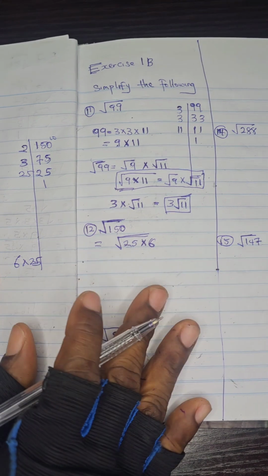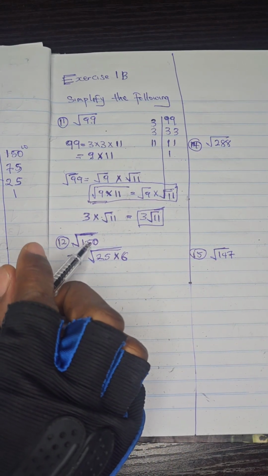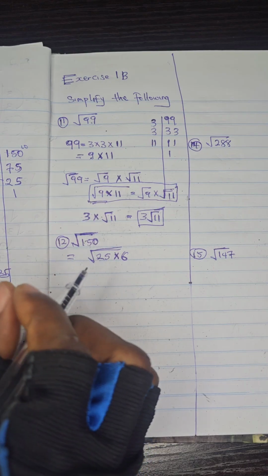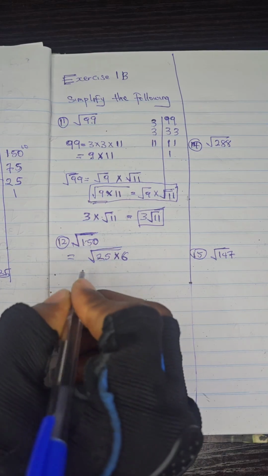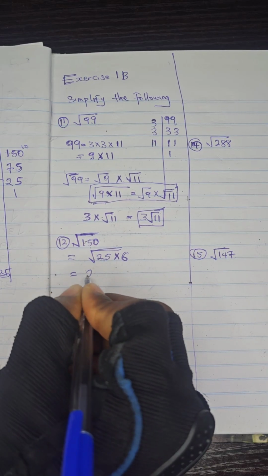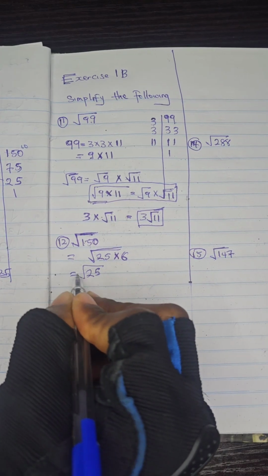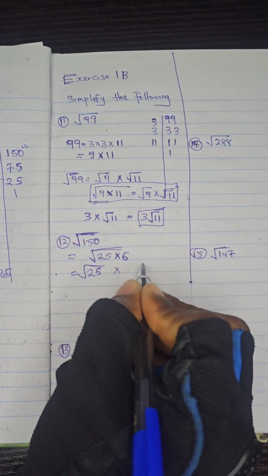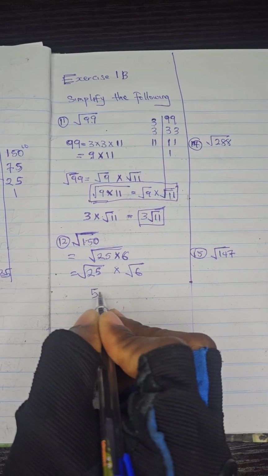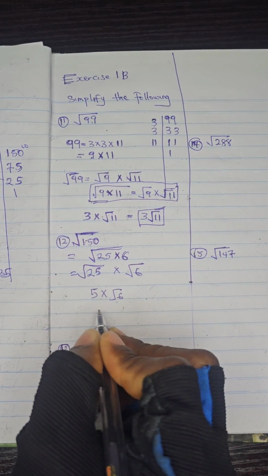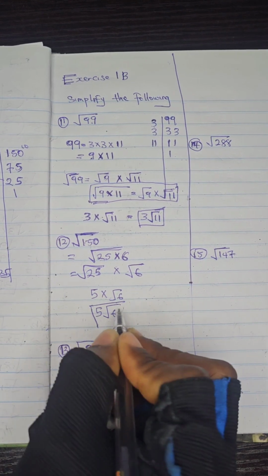So going forward, I might not need to show the full working again, but just know that the main aim is to get the factors of 150, and inside the factors get a perfect square, then take out the perfect square and leave the rest inside the root. So this is equal to square root of 25 times square root of 6. Now square root of 25 is 5, so you have 5 times square root of 6, which is the same as 5 root 6. This is our final answer for this second one.